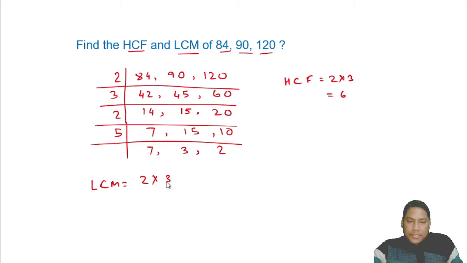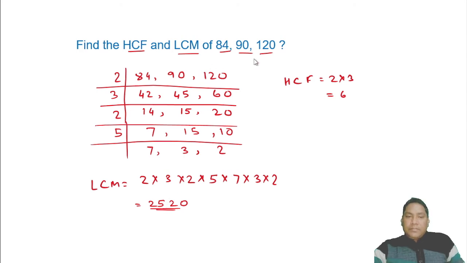2 multiplied by 3 multiplied by 2 multiplied by 5 multiplied by 7, 3 and 2. Now we will multiply: 2 3s are 6, 6 7s are 42, 42 5s are 210, 210 2s are 420, 420 3s are 1260, 1260 2s are 2520. 2520 is the LCM of 84, 90 and 120.